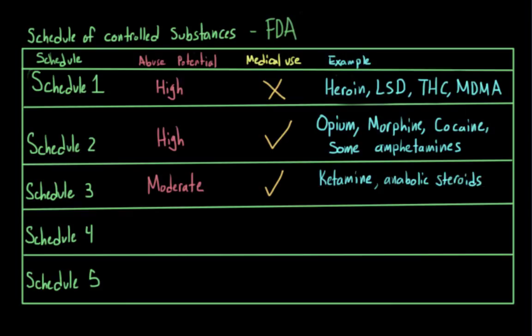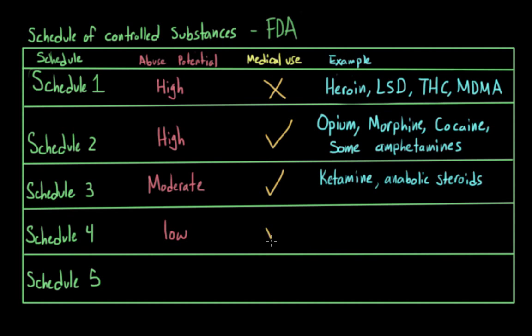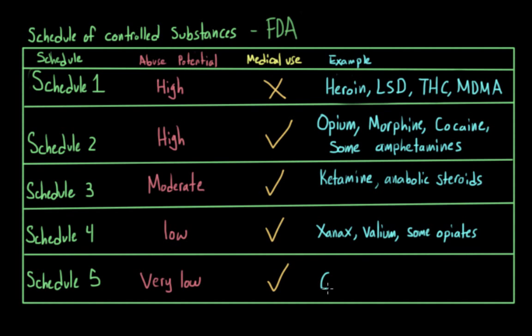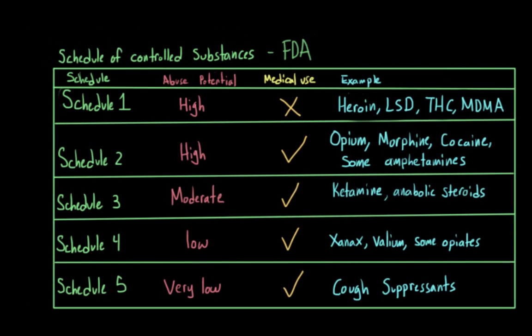Schedule 4 drugs are drugs that have a low potential for abuse and also have accepted medical uses. And this schedule also includes a number of barbiturates and benzodiazepines, things like Xanax and Valium, as well as some opiates like Tramadol. Schedule 5 drugs are drugs that have the lowest potential for abuse and are available with a prescription. And this schedule includes things like cough suppressants, which can contain a limited amount of other scheduled substances, like small amounts of codeine.